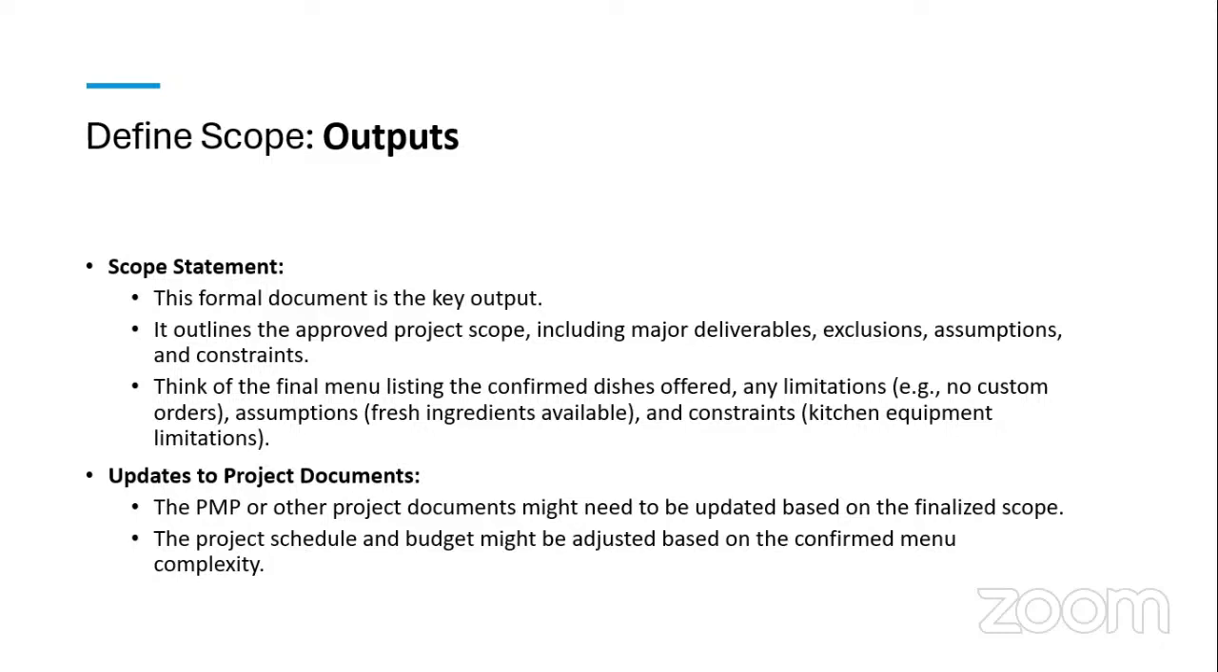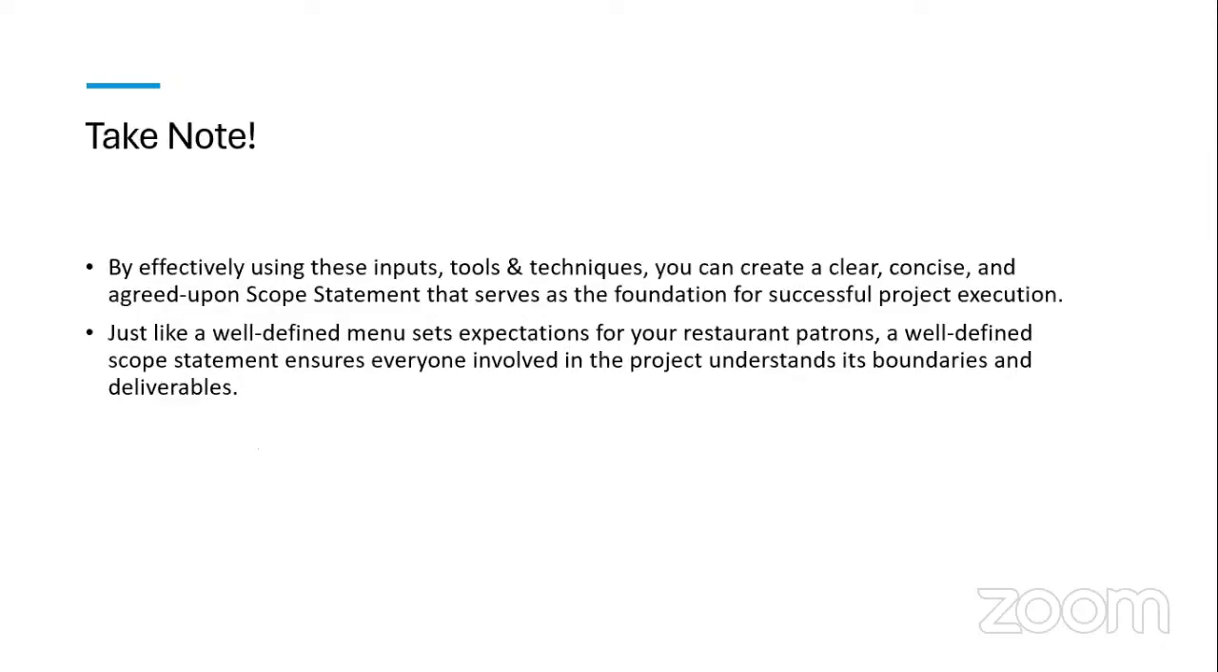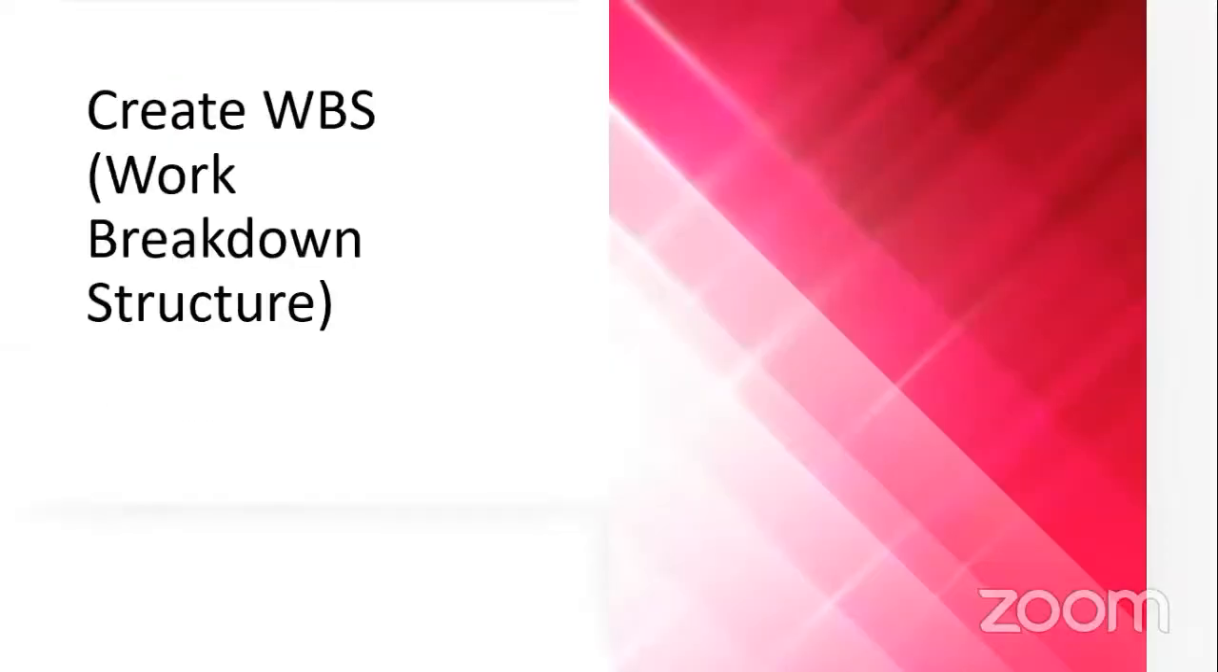Remember that scope is about what is included and only what is included in the project. So you can say it's about what is included and what is excluded in the project. Okay. So we also have our updates on the project documents. Now take note that just like a well-defined menu sets expectation for your restaurant patrons, a well-defined scope statement ensures everyone involved in the project understands its boundaries and deliverables. This is very, very important.